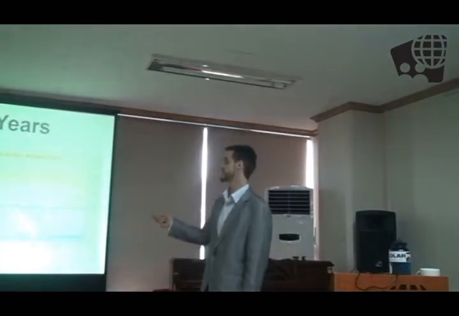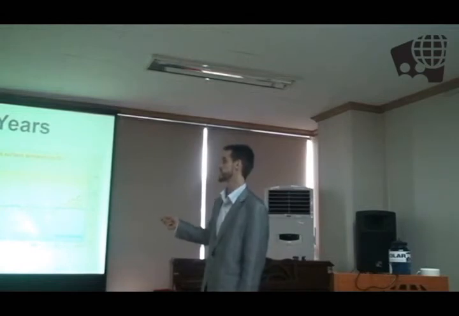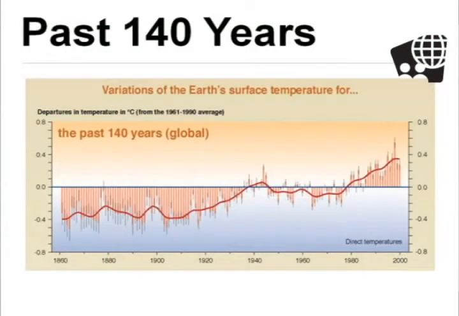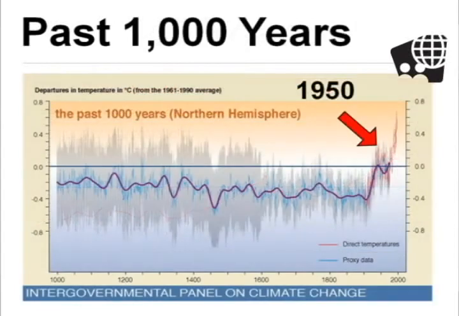Here are the variations of Earth's surface temperature for the past 140 years, global, the world. Basically, it's going up. You've heard of global warming. Okay, past 1,000 years. No, it's a cyclical cycle, Sean. It's not human. The Earth always does this. Okay, 1,000 years. Down here, boom. This is 1950. It's getting a little bit higher.